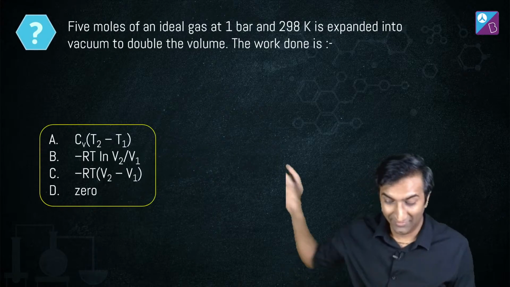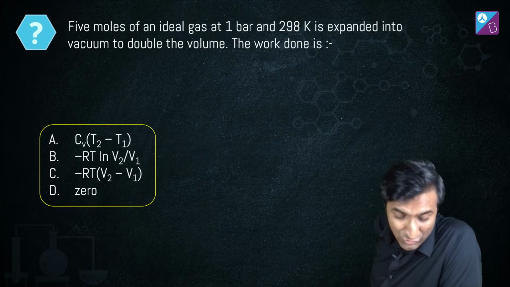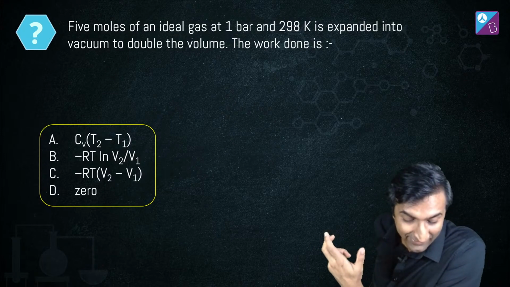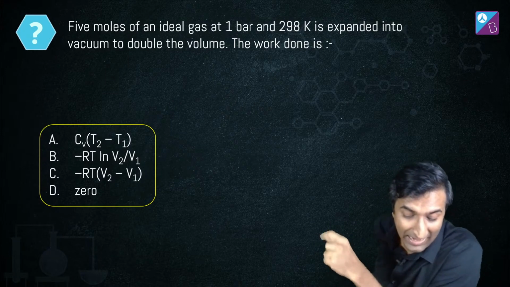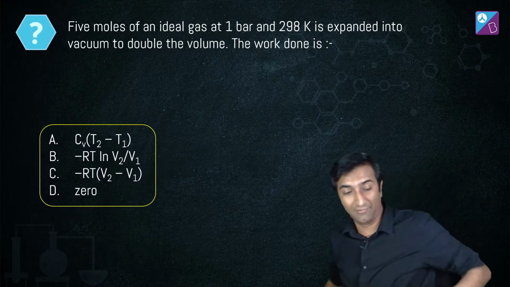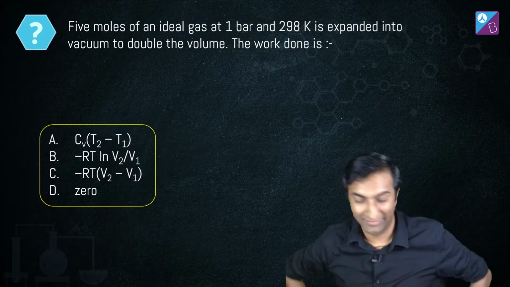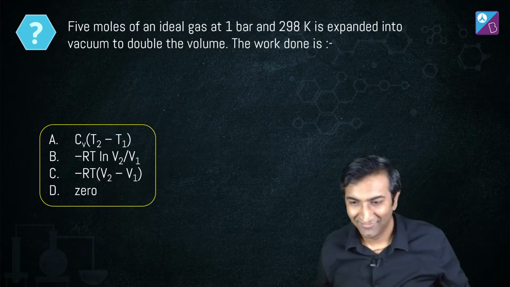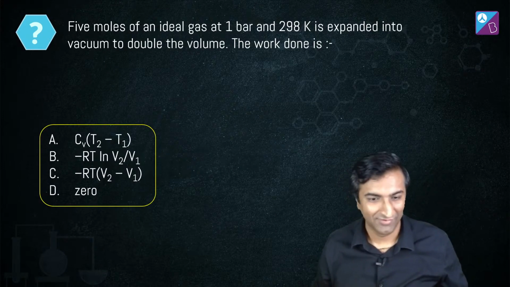Okay, here's another one. Look at this question. This has also come in JEE. 5 moles of an ideal gas. This is a troll question. I'm giving you a hint. At 1 bar and 298 Kelvin it is expanded into vacuum to double the volume. What is the work done? Try it. Try it. What is the work done? Try this one out.